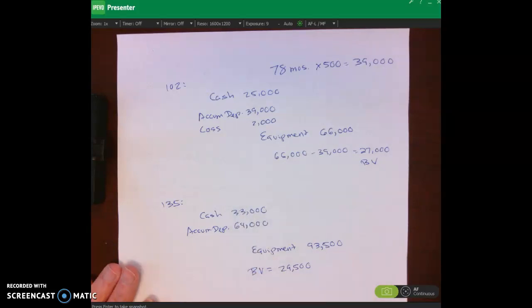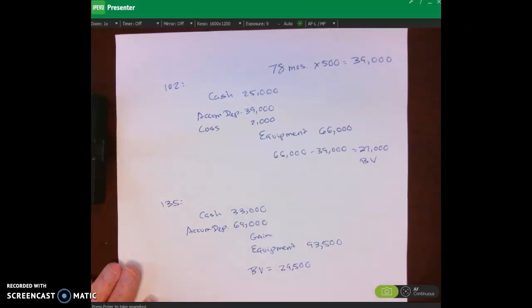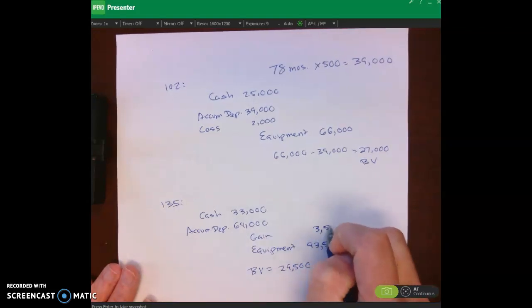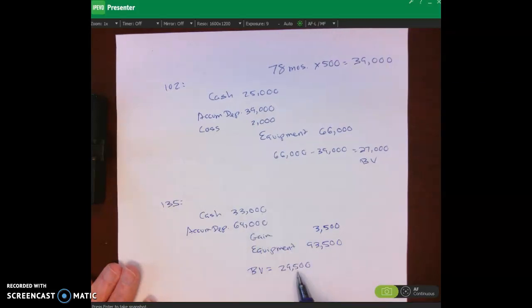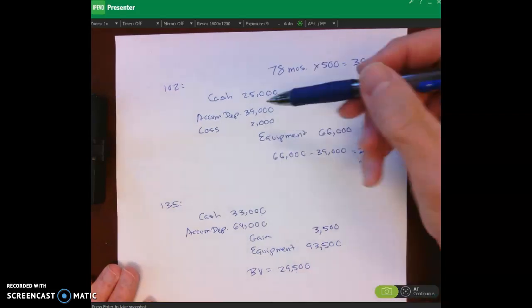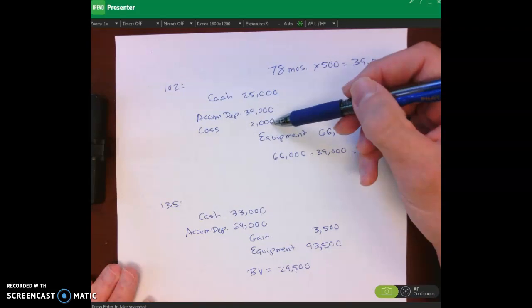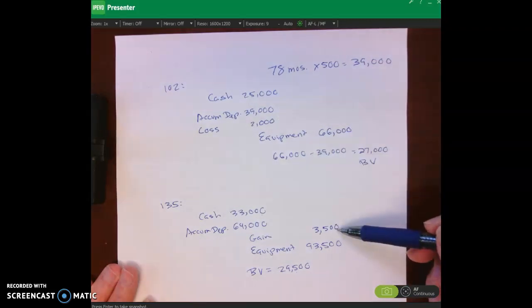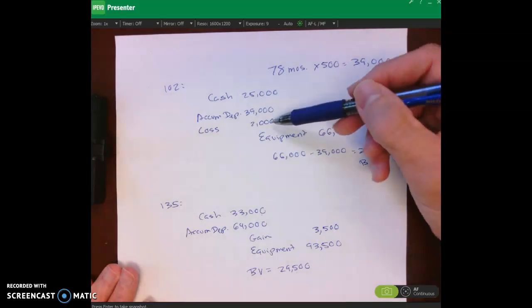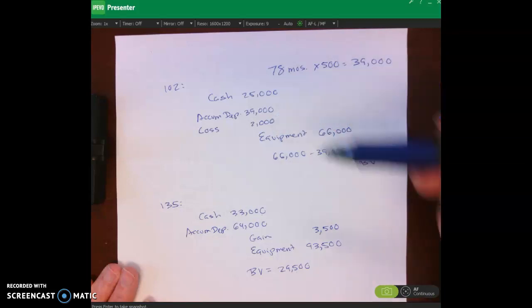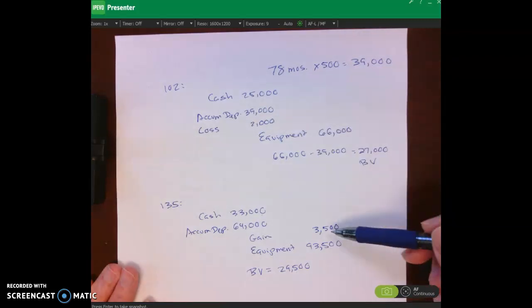I sold it for $33,000 cash. I sold it above book value. That is a gain of $3,500. The $33,000 minus the $29,500 is $3,500. That's my gain. This loss up here is another expense on the income statement. This gain is additional revenue on the income statement, and that's why it's recognized with a credit. That's why the loss is recognized with the debit, because it's just an expense. We recognize expenses with debits. Gain is just revenue, and we recognize revenue with credits.